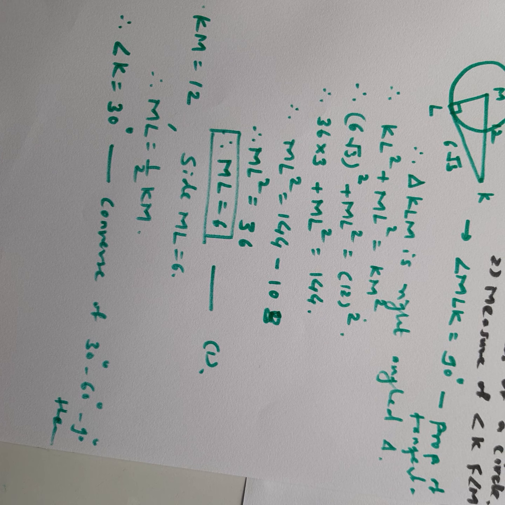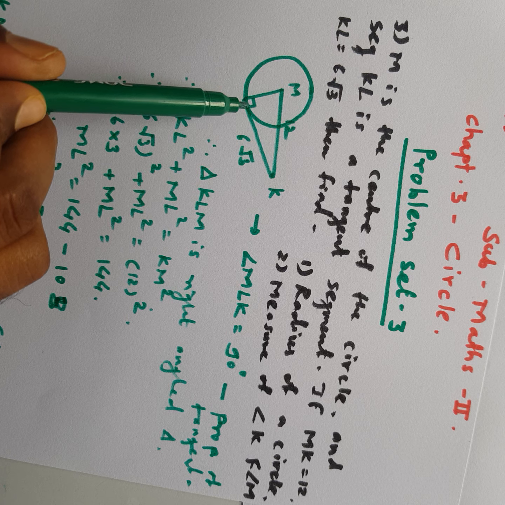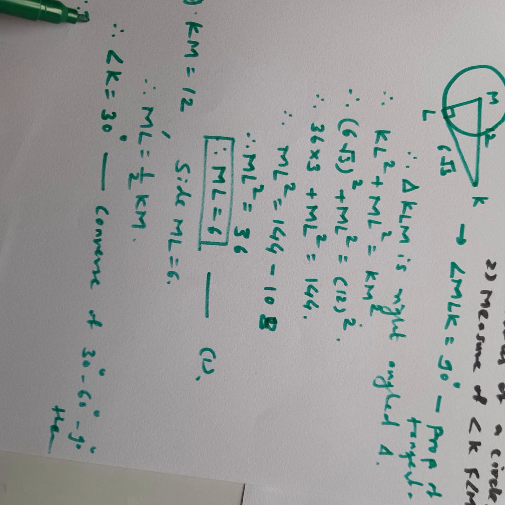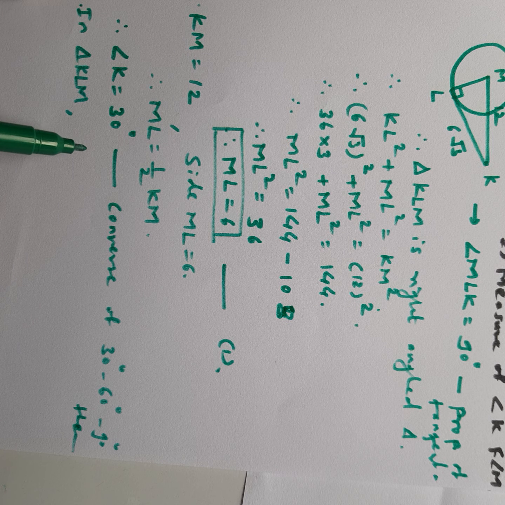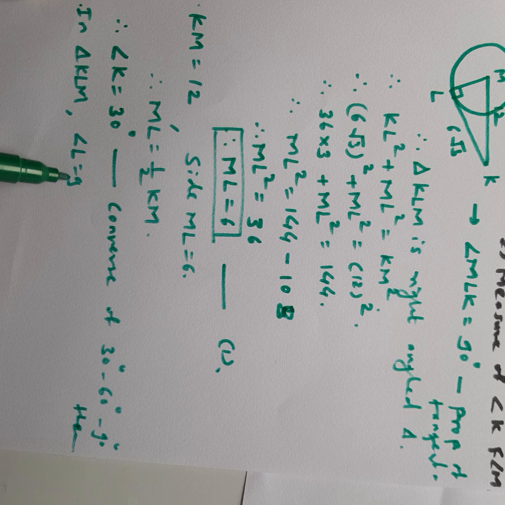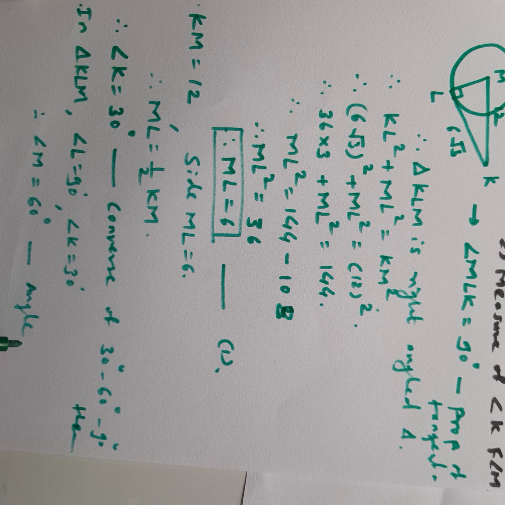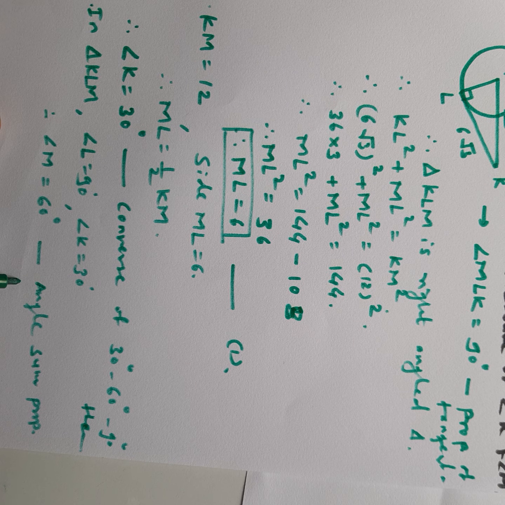Then, as angle K is 30 degree and angle L is 90 degree, angle M must be 60 degree. In triangle KLM, angle L is equal to 90 degree, angle K is equal to 30 degree. Therefore angle M is equal to 60 degree. It is by the angle sum property of triangle.